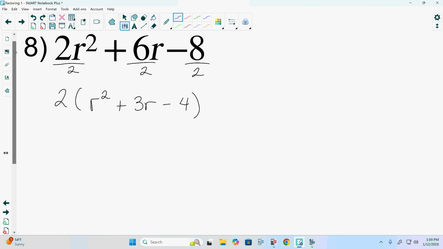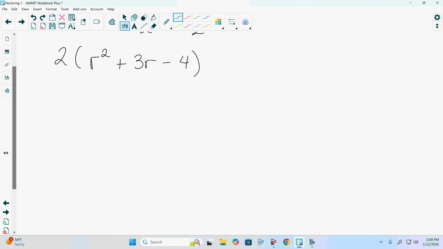So we pull that greatest common factor of 2 out. We still need it as a part of the answer. It is still included in our answer. But we have it listed out front.